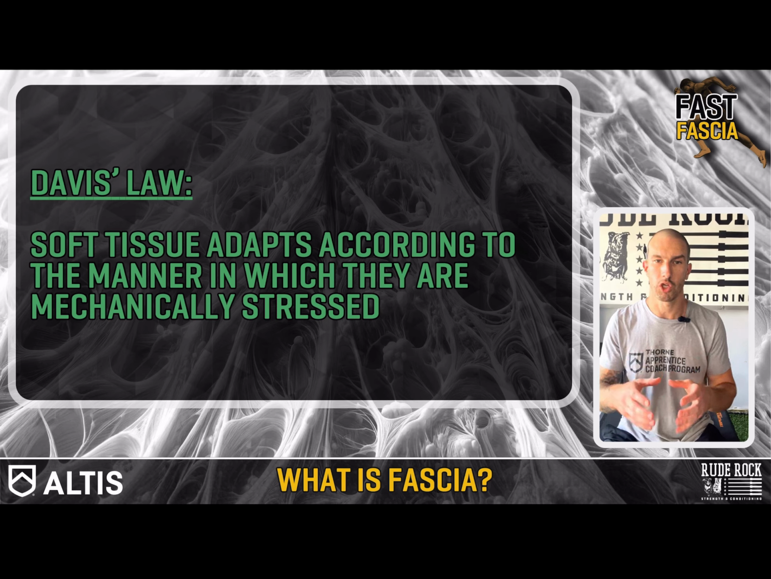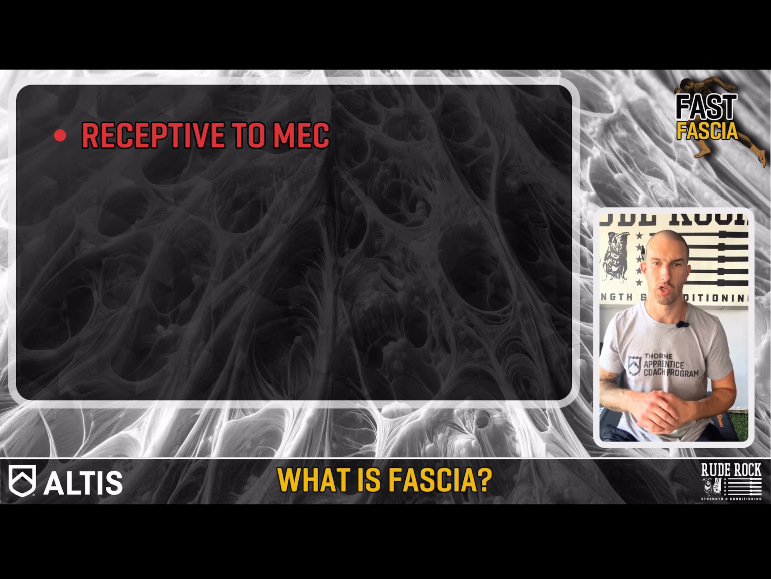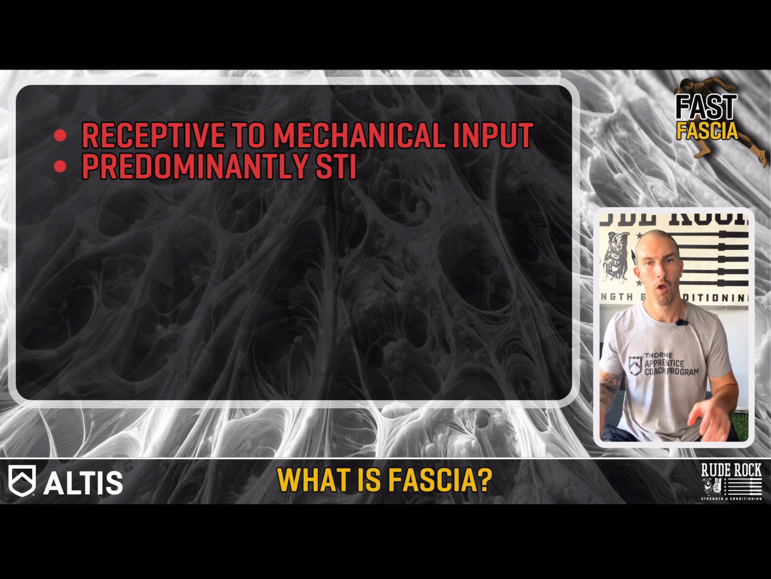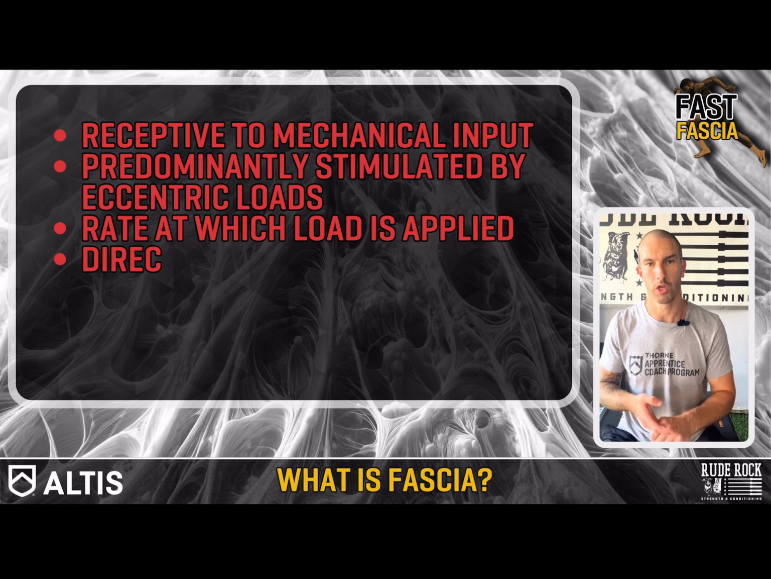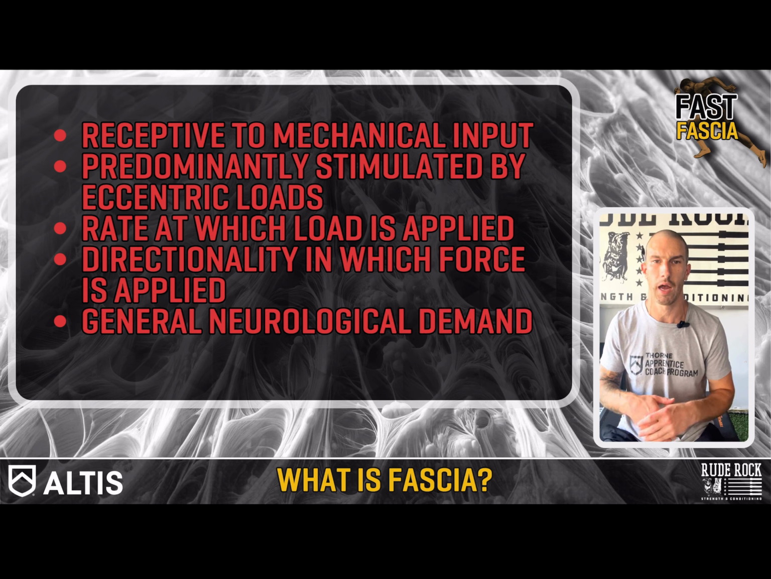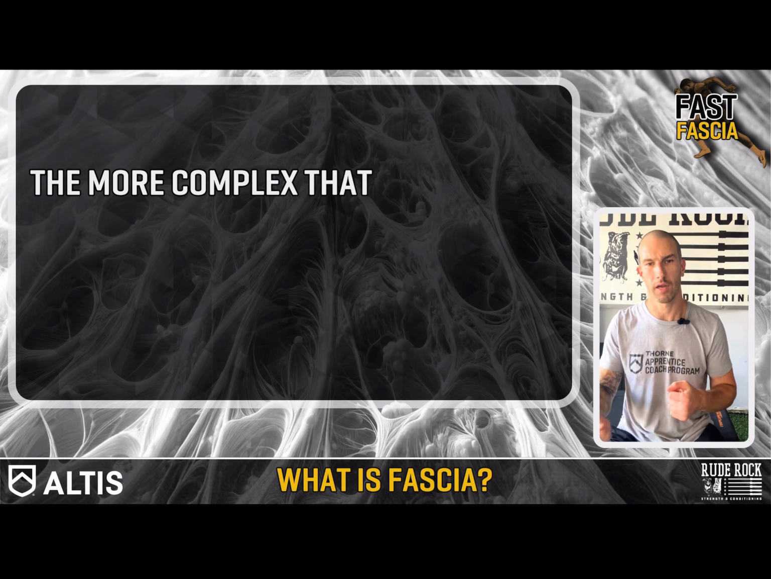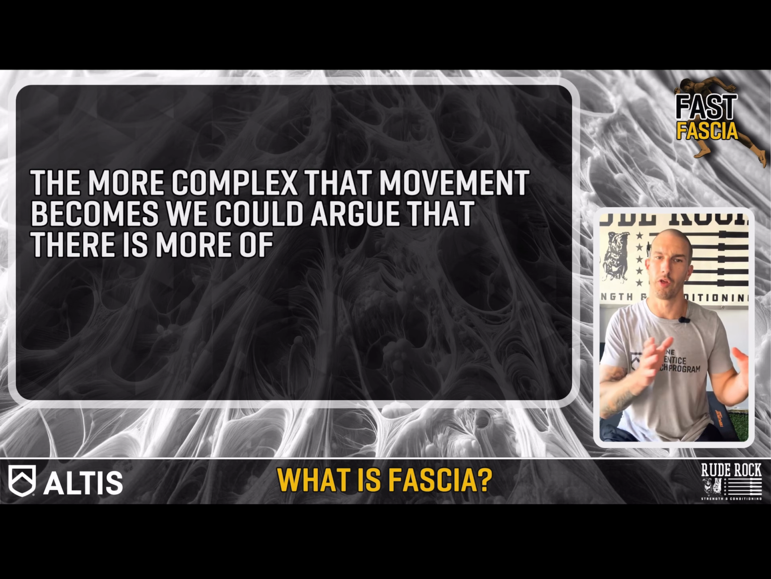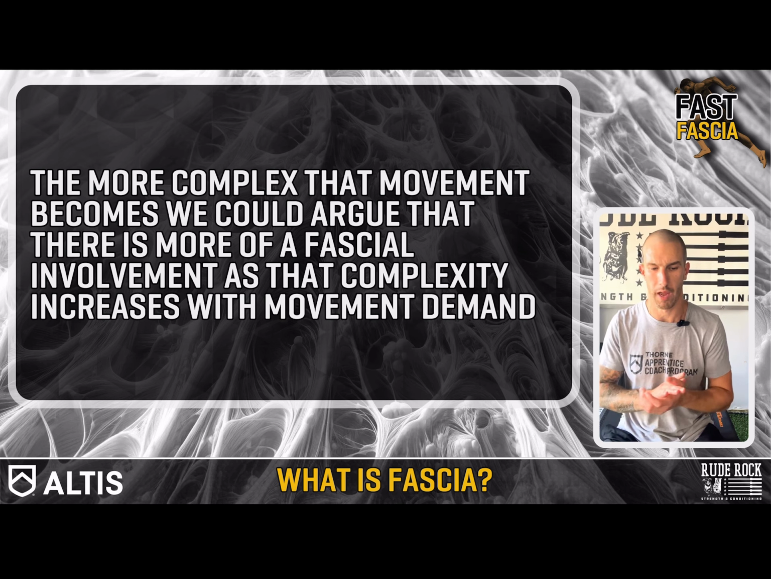So with fascial tissue, and when we're thinking again about training and restoration applications, we want to think about fascia as being receptive to mechanical input, predominantly stimulated by eccentric loads. We want to think about the rate at which load or force is being applied. We want to think about the directionality in which force is being applied. And then we want to think about the general neurological demand or the complexity of movement. Because again, as we mentioned with the sensory motor acuity to fascial tissue, the more complex that movement becomes, we could argue that there's more of a fascial involvement as that complexity increases with movement demand.